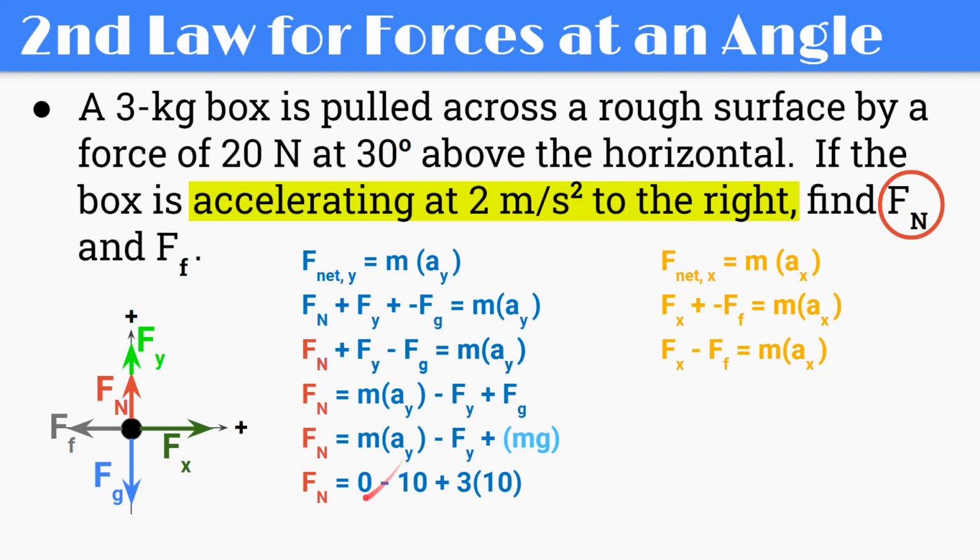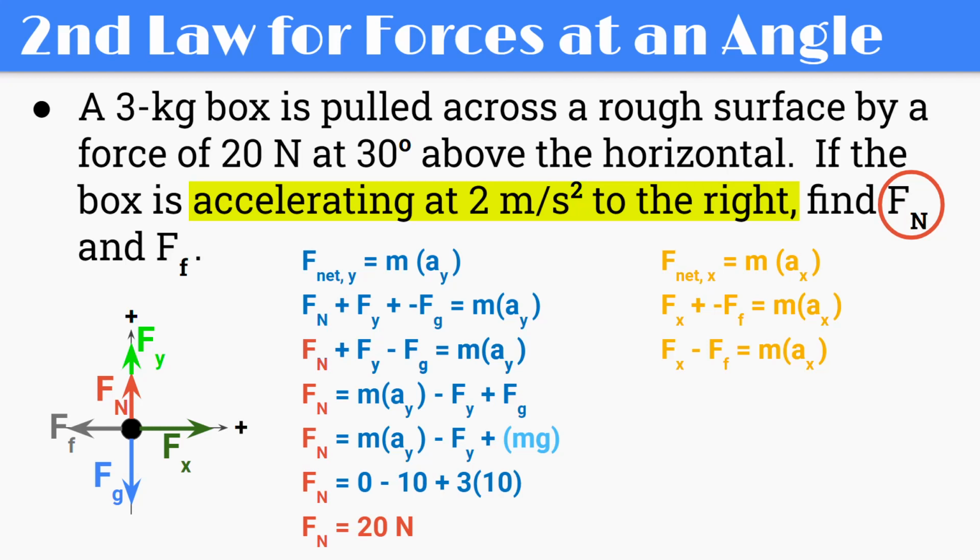Okay, and so if I plug in, accelerating to the right means that this acceleration is 0. So ma is 0. Fy, we calculated that earlier. That's this y component. It was 10. Mass is 3. It's in the question. Gravity is 10. Again, you're only putting in the magnitudes here. We already accounted for the direction up here. Okay, so if I go ahead and solve for this, I basically have negative 10 plus 30, which of course gives me 20 newtons. So my normal force is 20 newtons.